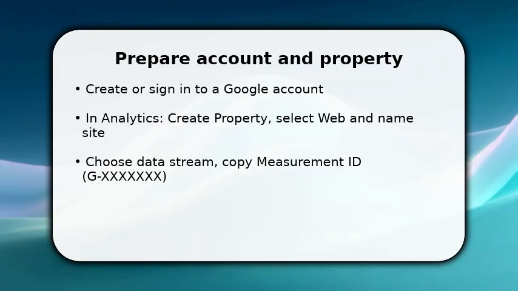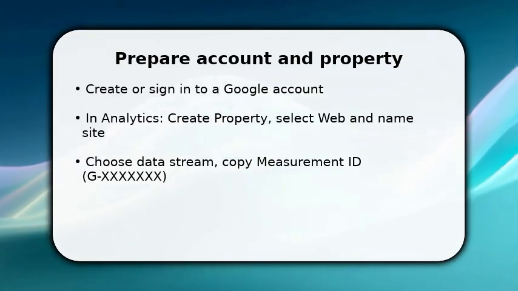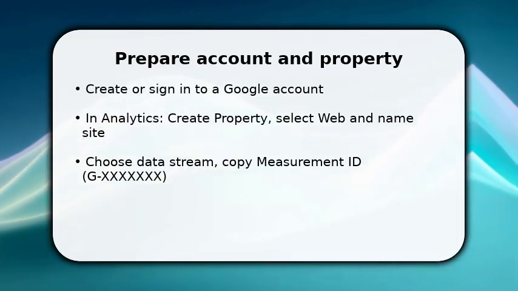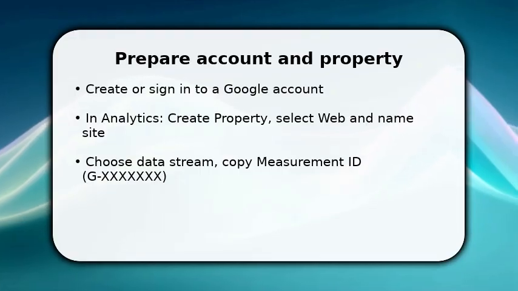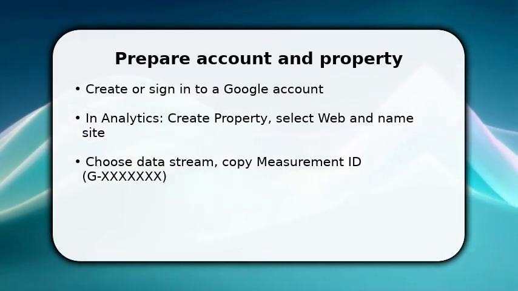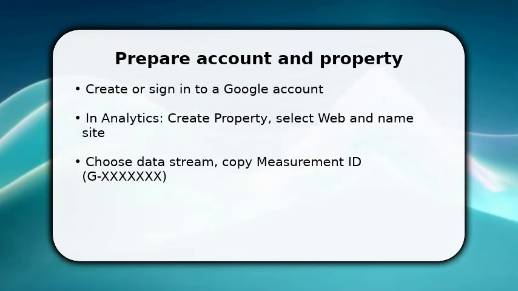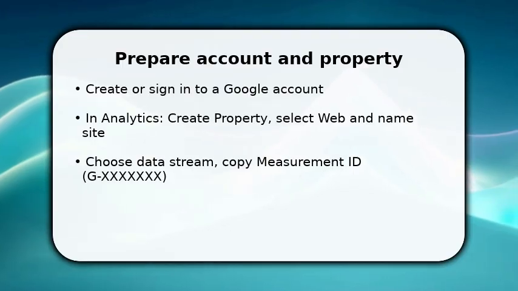You start by creating the analytics property and data stream so you can collect site data immediately. Sign into your Google account, open Analytics, and create a property for the website. Choose Web and fill basic info. Once done, create a data stream and copy the measurement ID that begins with G. Make sure to note the property ID too.